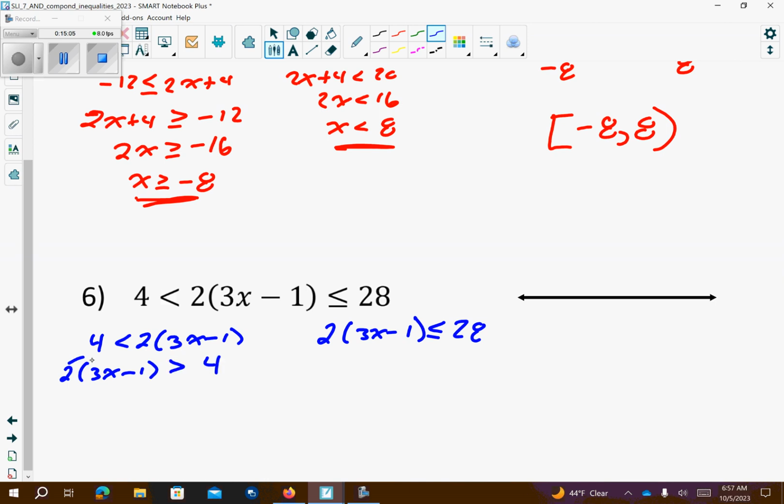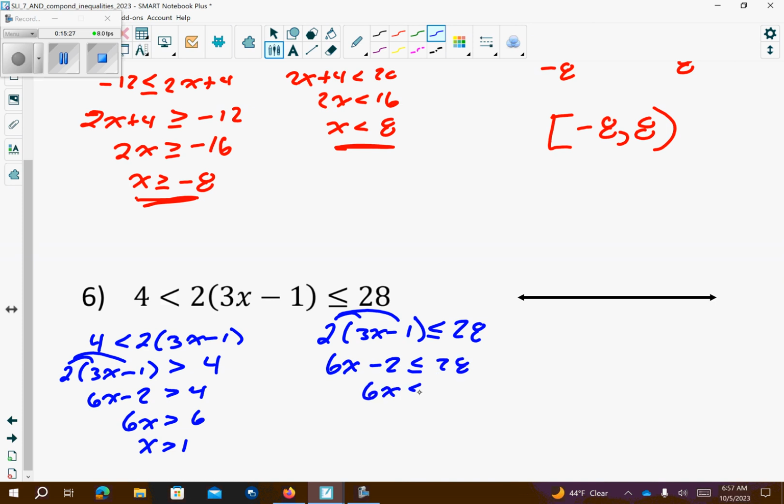Distribute 2 to both of those, so I'm going to get 6x minus 2. I'm going to add 2 to both sides, divide by 6, and then let's do the second one. Let's distribute the 2 over the parentheses. I don't have to flip this side over because the letter's already on the left side. So I get 6x minus 2 is less than or equal to 28. I'm going to add 2 to both sides, divide by 6.